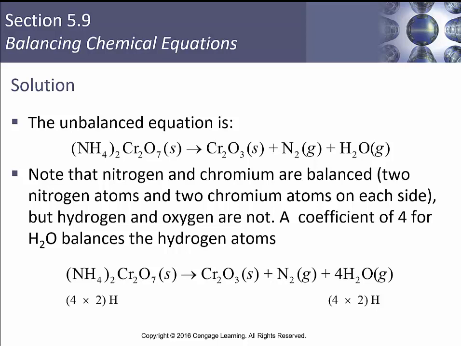Note that the nitrogen and chromium are balanced, right? So our nitrogen and our chromium are already starting out nice and balanced. Two chromiums, 1 times 2 and 2, right? But our hydrogen and our oxygen are not, so we're just going to use a coefficient of 4 to balance out those hydrogen atoms. So we end up with (NH4)2Cr2O7 gives us Cr2O3 solid, N2 gas, and 4 H2O. So we balance out our oxygens and our hydrogens.